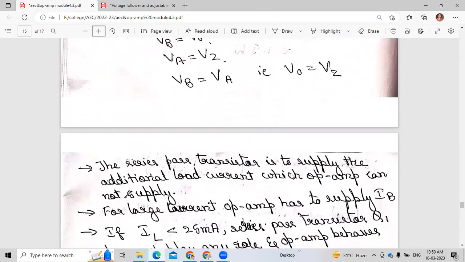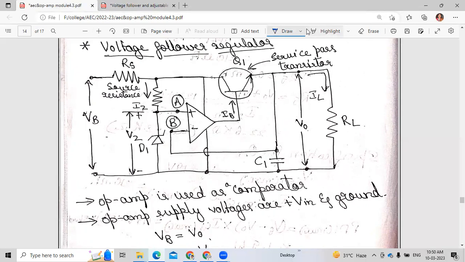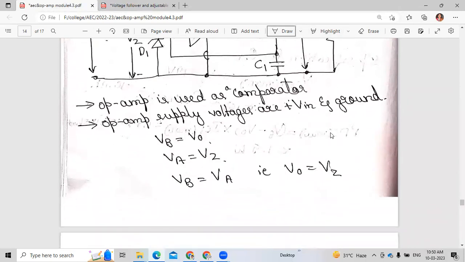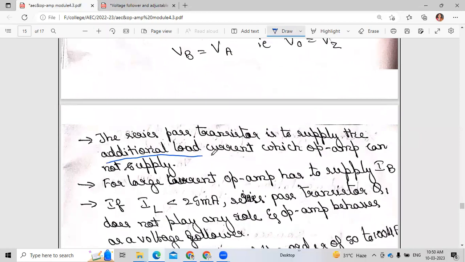The series pass transistor which we have used here: the op-amp alone cannot supply a large current. So we have used an additional transistor, the series pass transistor, in order to supply the additional load current, which the op-amp cannot supply.